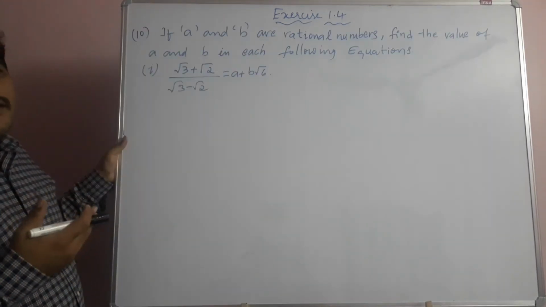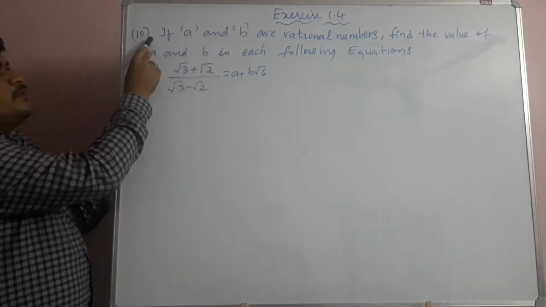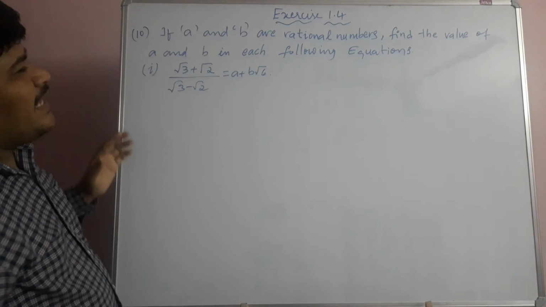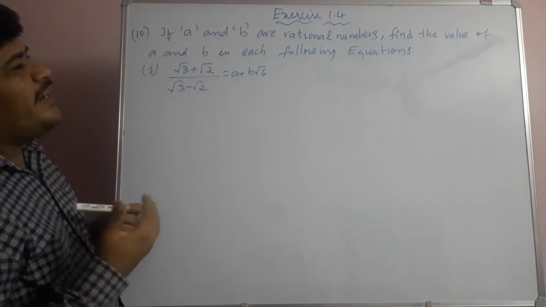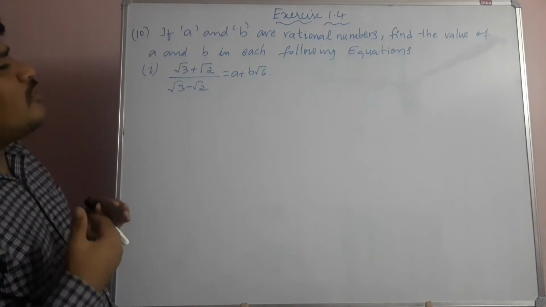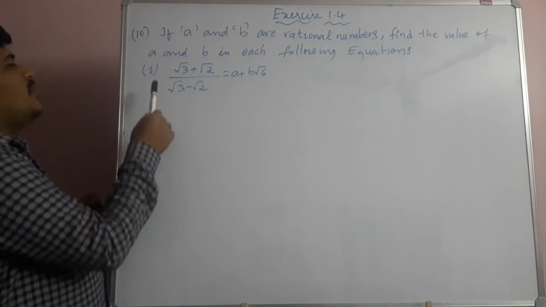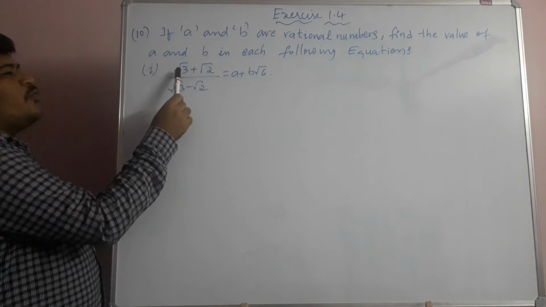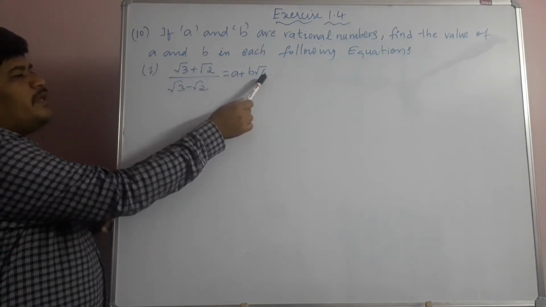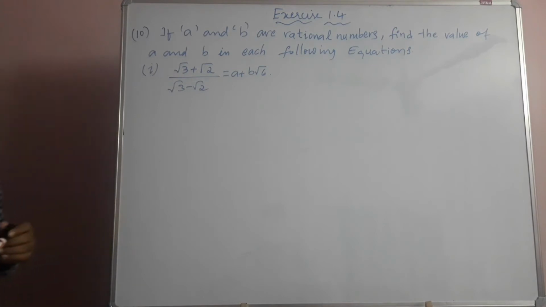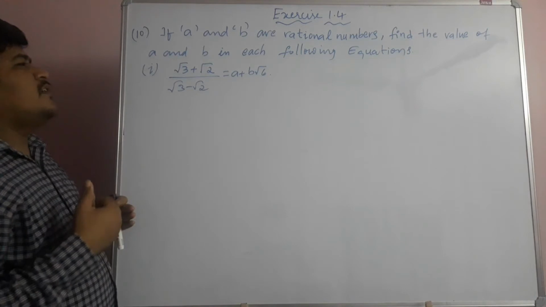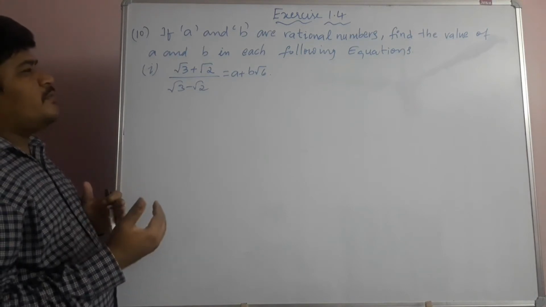Students, let's see in 10th bit first problem. If a and b are rational numbers, find the value of a and b in each of the following equations. In that, the first equation is root 3 plus root 2 by root 3 minus root 2 is equal to a plus b root 6. Even these types of questions are important from the competitive exams point of view also.